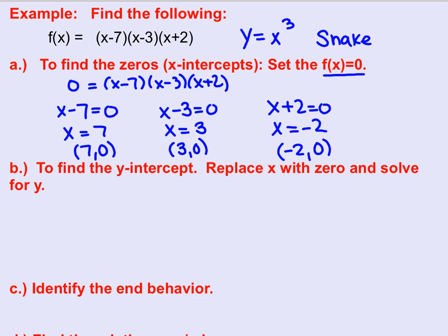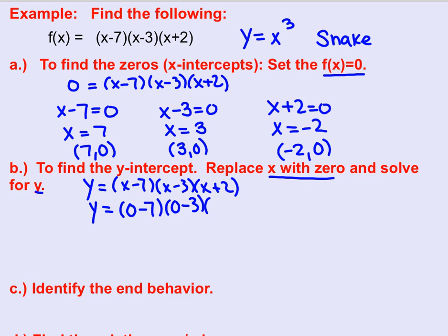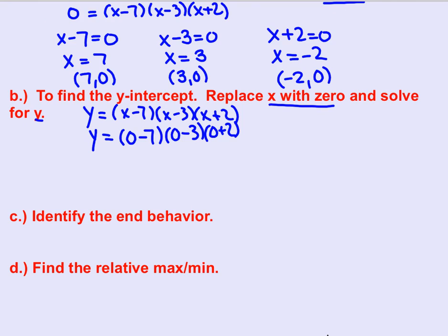All right. To find the y-intercept, we're going to replace x with 0 and solve for y. So here is our equation. Y equals x minus 7, x minus 3, x plus 2. And we'll set each of those x's in for 0. All right, so we'll simplify each of those parentheses. So those zeros are going to essentially cancel out. So negative 7, negative 3, positive 2. Now we multiply those 3 numbers together. So negative 7 times negative 3 is 21, times 2 is 42. So as an ordered pair, we're over 0, up 42.